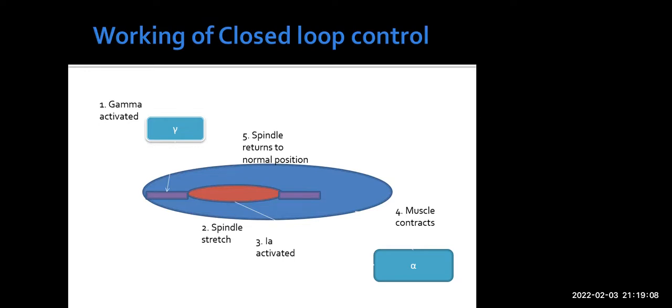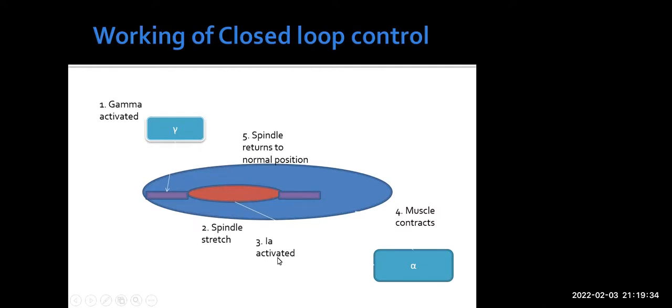Yes, sir. So first, gamma will be activated. Once the gamma is activated, it will stretch the center like a spindle. It will be stretching the contracted spindle. Before stretching, it will first contract this contract portion, terminal, and then it will activate the 1A sensory fiber.